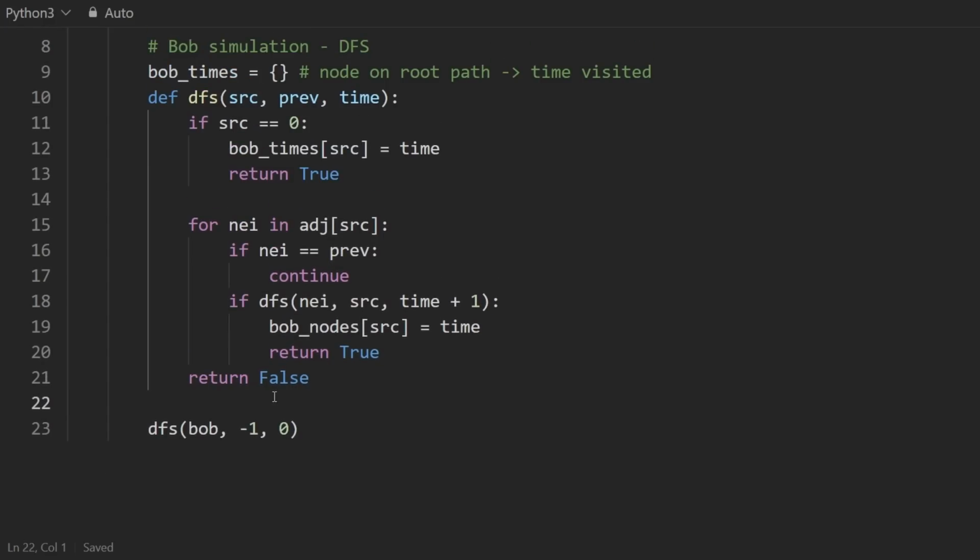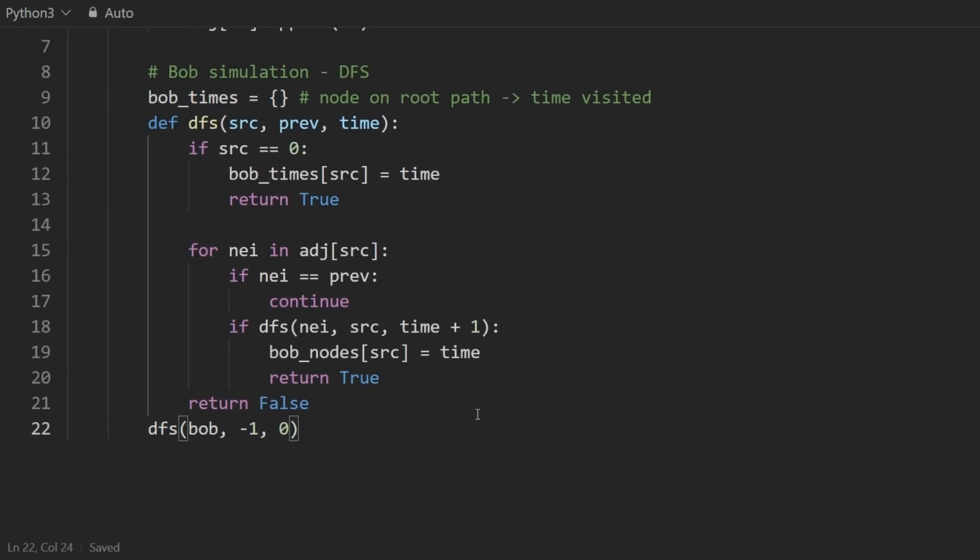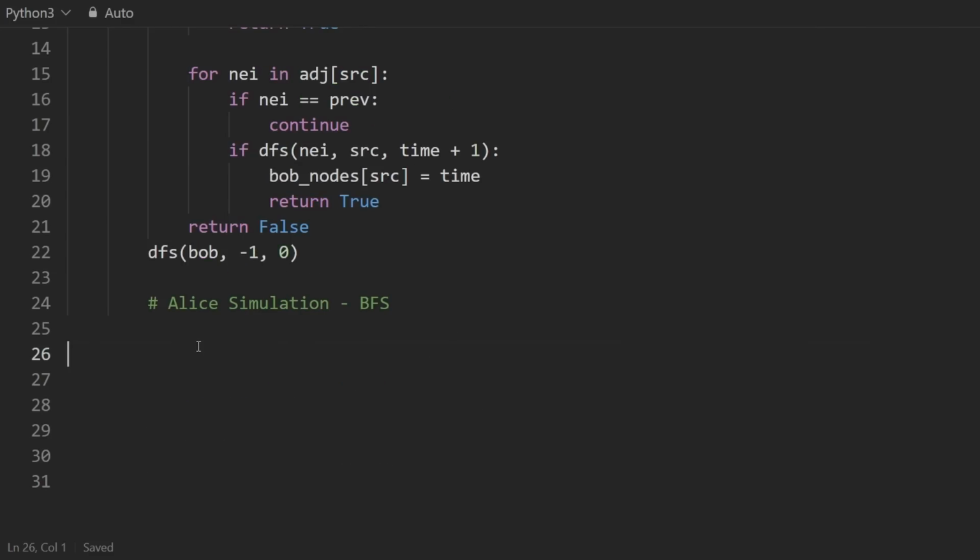But anyways, let's continue. That was the Bob simulation. We call DFS, so we expect that this is going to be populated after that. And now it's time for the more interesting part, the Alice simulation, which I'm going to do with a BFS. So there's many ways to code this up. I'm really going to take advantage of the fact that Python gives us some things.